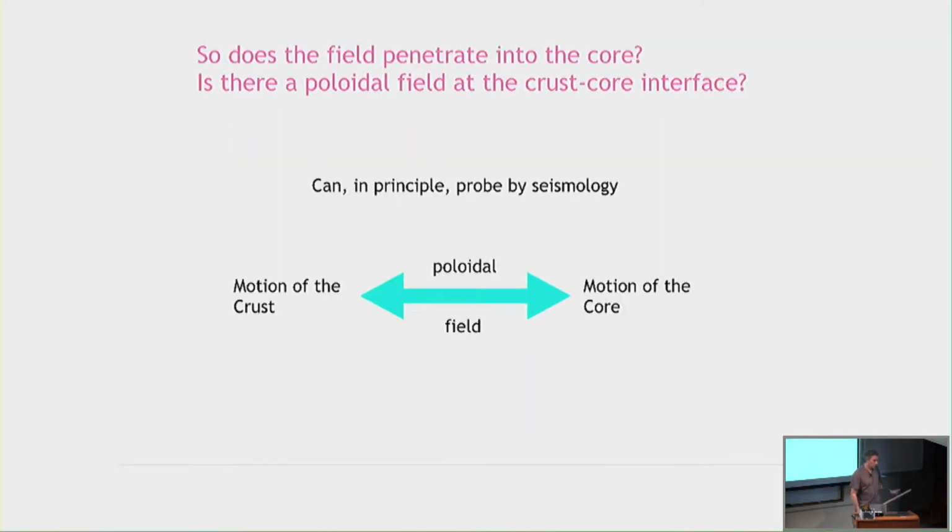Now, the question is: is there a field which penetrates into the core? So is there a poloidal field at the crust-core interface? And what I want to convince you is that in principle you can probe this by seismology, right? Remember I said to you that the field lines have tension. So that means that if the crust moves and you have poloidal fields at the crust-core interface, the core will also move. So seismologically, it's possible to probe the presence of these poloidal fields at the crust-core interface.